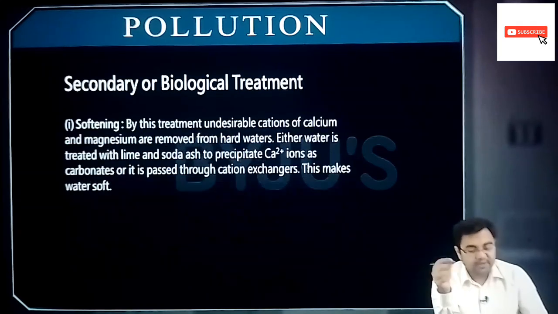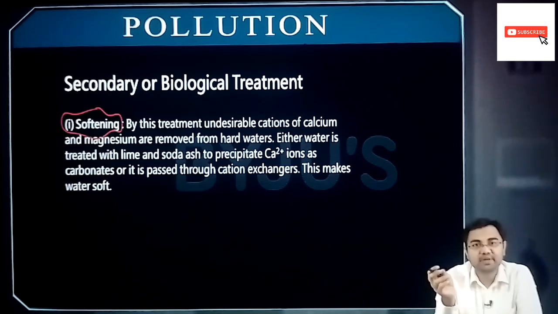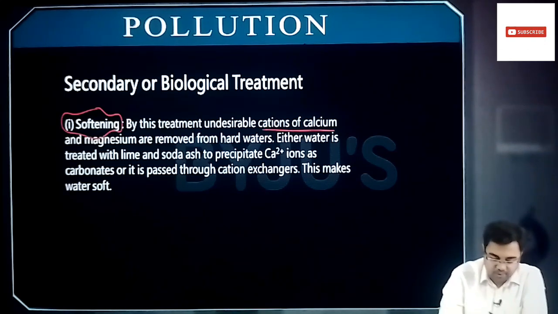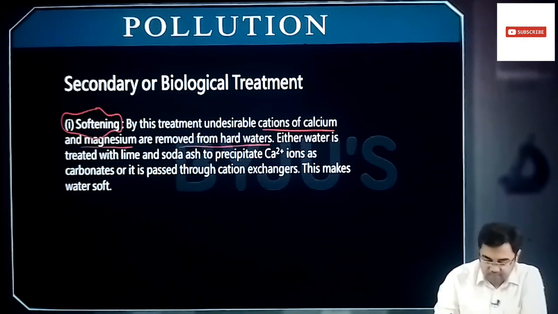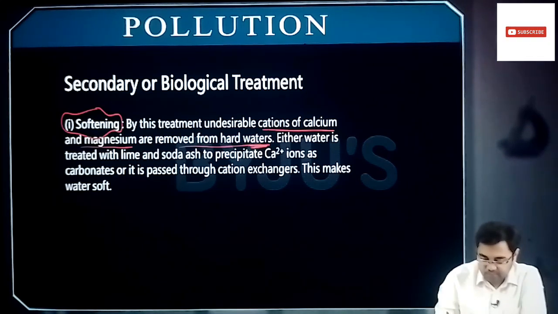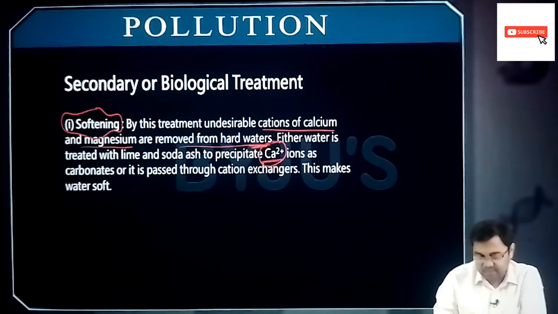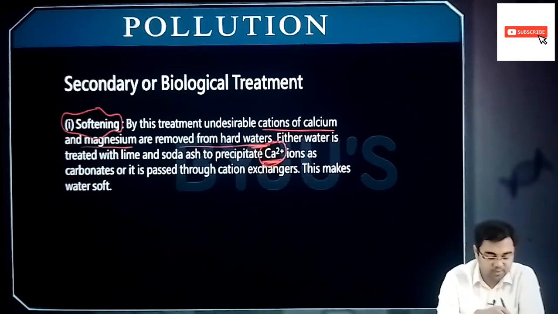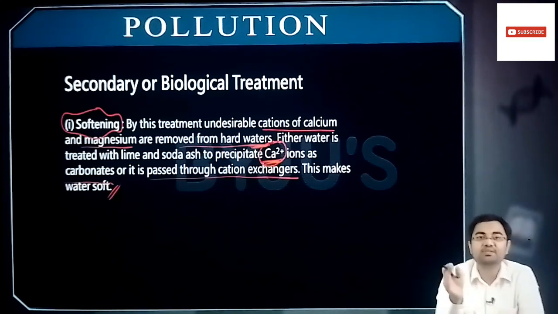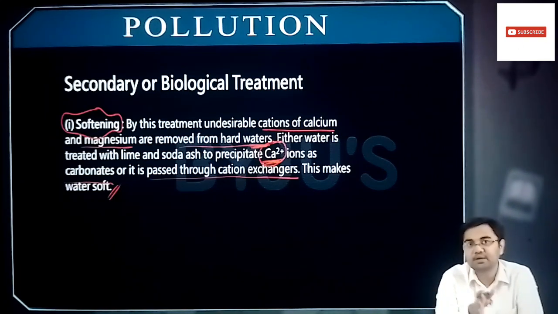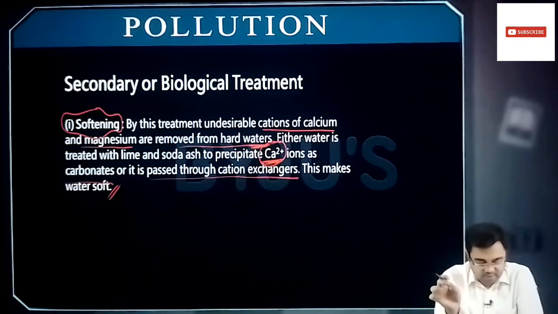Now secondary treatment also has some processes. The first process is softening. What happens in softening is that undesirable cations of calcium and magnesium are removed from hard waters. Basically this is removal of cations of calcium and magnesium, because these ions will convert into carbonates or be passed through cation exchangers. This makes water soft. So basically it is the removal of calcium and magnesium. Why? Because these are the two ions which make water hard. This is the first process.